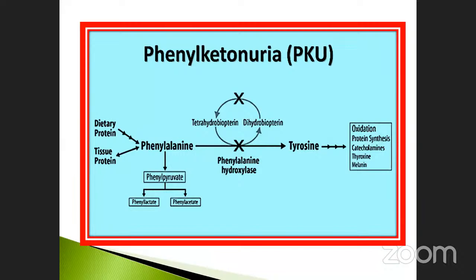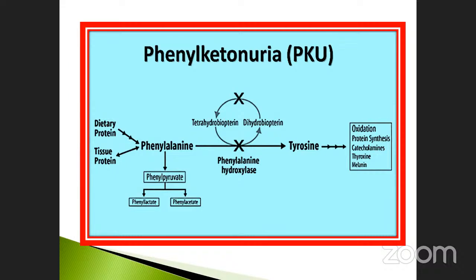Whether it may be dietary protein or sometimes tissue protein, because after the digestion of protein it's stored in the tissues, these protein molecules are converted into phenylalanine. It's nothing but an amino acid, isn't it? The phenylalanine is converted into tyrosine with the help of the enzyme called phenylalanine hydroxylase. Don't forget, this is very, very important. Which enzyme is lacking here? Phenylalanine hydroxylase. Hydroxylase means addition of OH. When you add the hydroxyl group, the phenylalanine is converted into tyrosine.